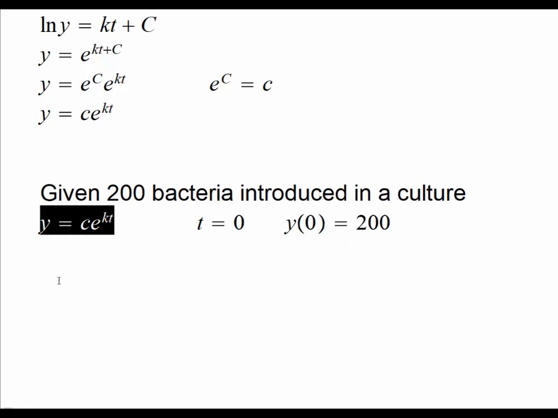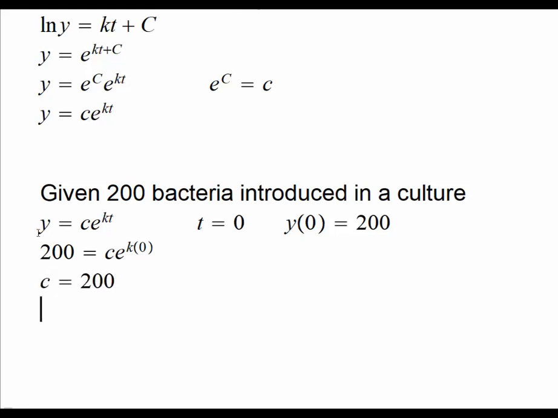So we will go ahead and put these values in. It's 200 here and 0 here. Since e to the k0 is e to the 0, which is 1, C simply is 200. And then the equation can be written as y equals 200 times e to the kt.